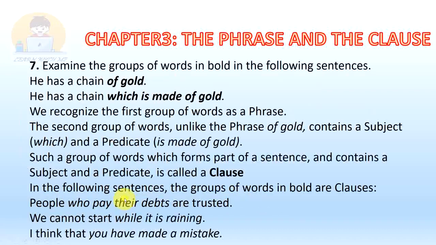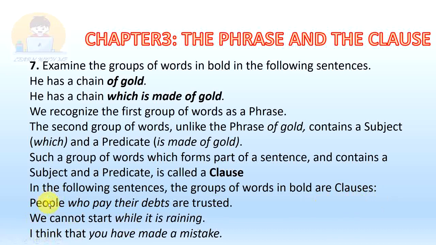7. Examine the groups of words in bold in the following sentences. He has a chain of gold. He has a chain which is made of gold. We recognize the first group of words as a phrase. The second group of words, unlike the phrase of gold, contains a subject, which, and a predicate, is made of gold. Such a group of words which forms part of a sentence, and contains a subject and a predicate, is called a clause. In the following sentences, the groups of words in bold are clauses.